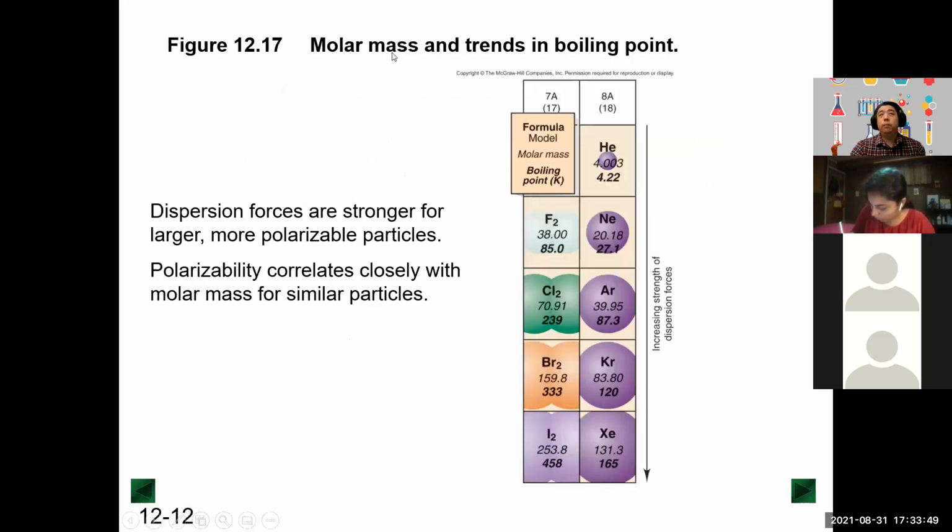So as I mentioned, the molar mass, which means the size, the larger it is, the greater the boiling point. And we're going to talk about why boiling point matters here. It is one of our physical properties, but essentially the greater the mass, the stronger the intermolecular force. And that's all the information you really need from this slide. This is just to give you a visual of it.